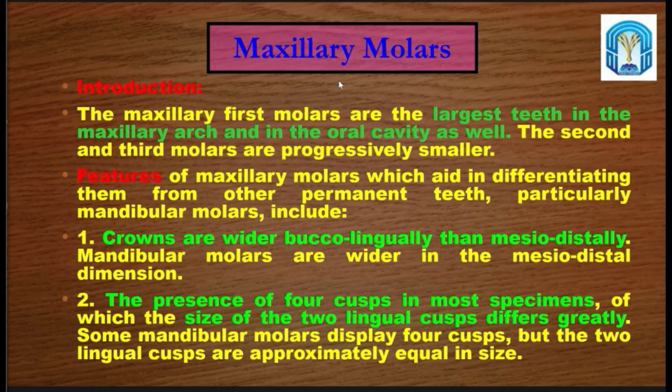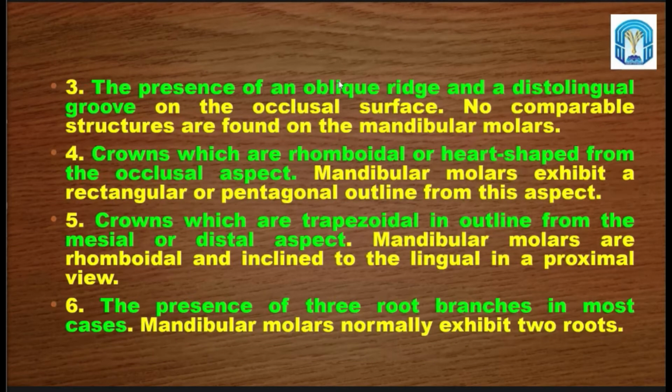Features of maxillary molars which aid in differentiating them from other permanent teeth, particularly mandibular molars, include what we mentioned just before. Crowns are wider buccolingually than mesiodistally, and there are four cusps in most specimens, of which the size of the lingual cusp differs greatly. This is the main thing. There is an oblique ridge in the maxillary first molar, sometimes in the second molar, and a distal lingual groove on the occlusal surface. No comparable structures are found on the mandibular molars.